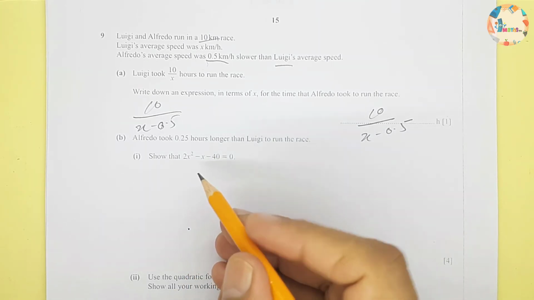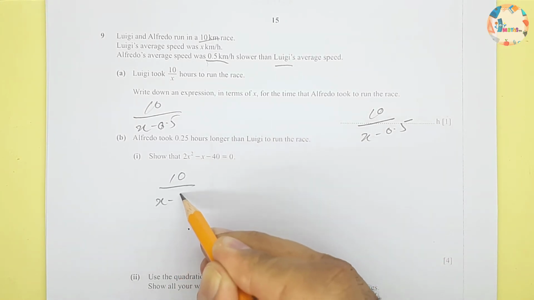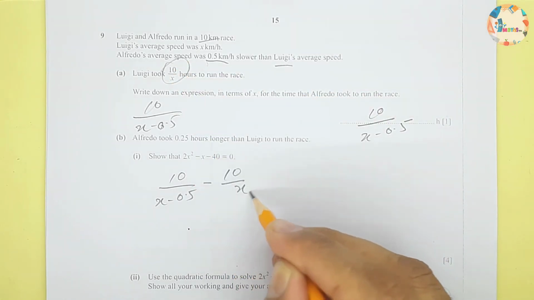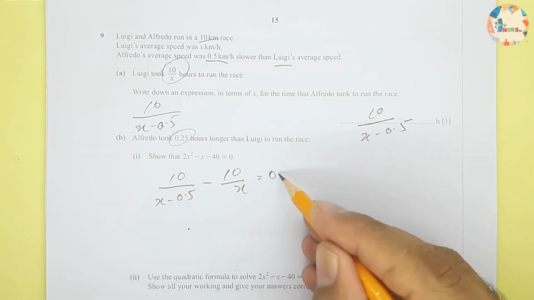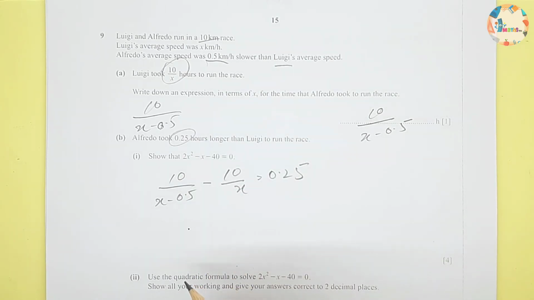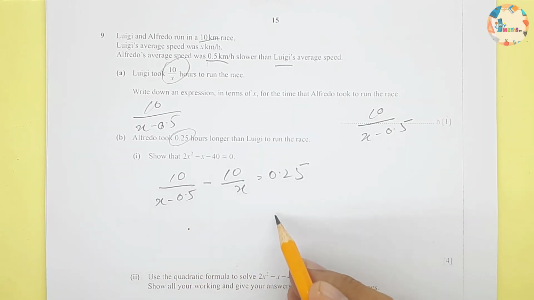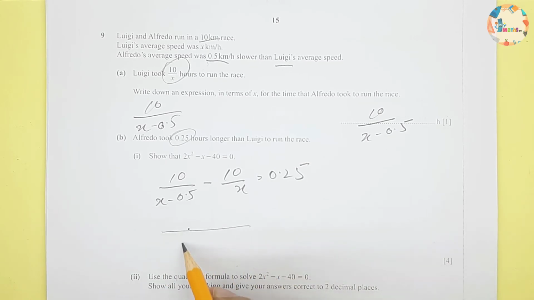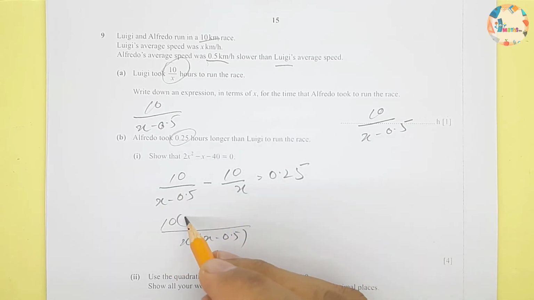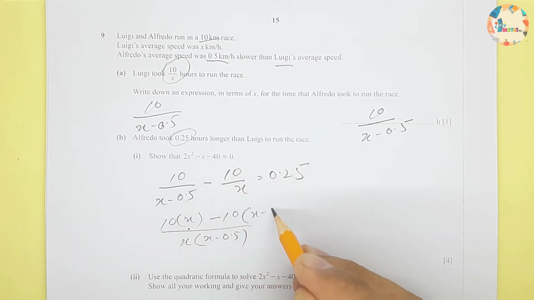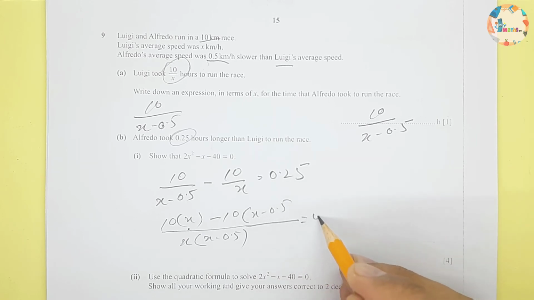So the difference between their timings is 10 over x minus 0.5 minus this one, 10 over x, which is equal to this one, 0.25. And now we'll have to just simplify this equation. So what we can do, we can take LCM, so it will be x into x minus 0.5, and this will be 10 into x, this into this, minus this into this will be 10 into x minus 0.5, this one equal to 0.25. Now we can open the brackets.